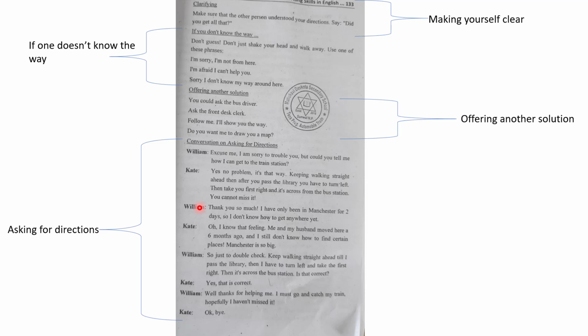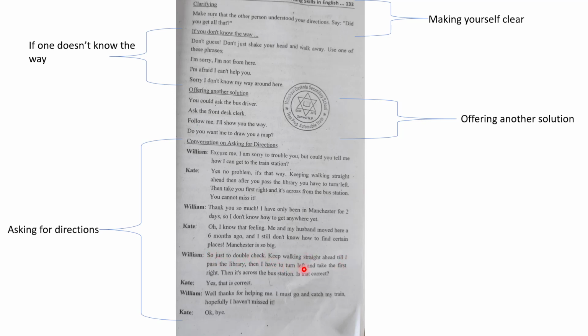So she has also moved recently, but she knows about the train station. And William has been there for about 2 days, so it's quite normal for him to not know the places, right?